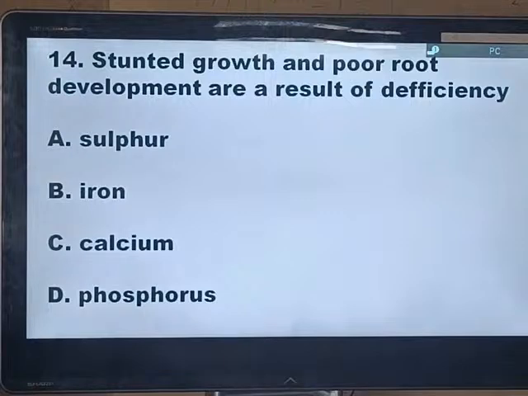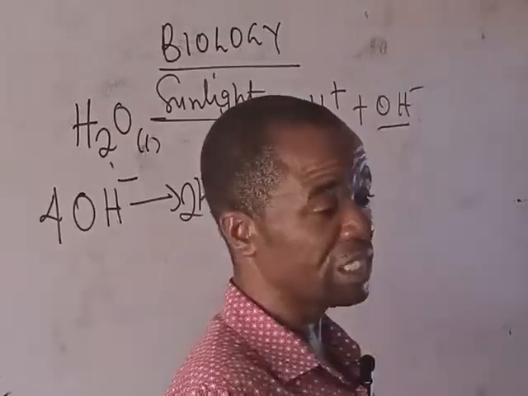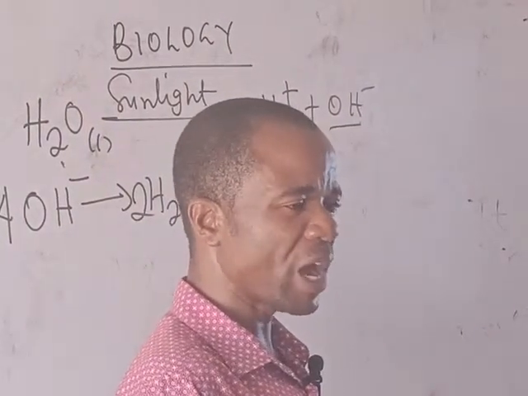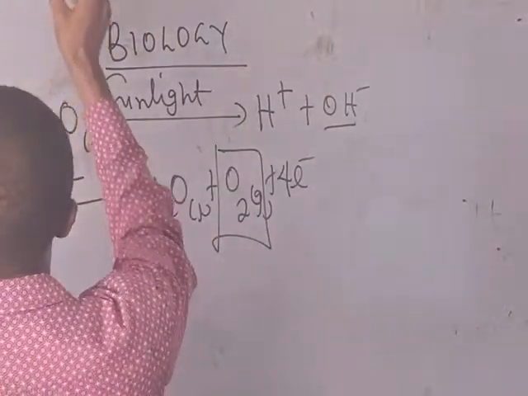Now, at times, you can be asked questions like, which of the following elements is necessary for the formation of chlorophyll? There are two major elements that are needed for the formation of chlorophyll, and these elements are iron and magnesium. Most importantly, magnesium. Without magnesium, chlorophyll cannot be formed. So if magnesium is deficient in the soil, for example, that particular plant will have yellowing of leaves, what we refer to in biology as chlorosis.